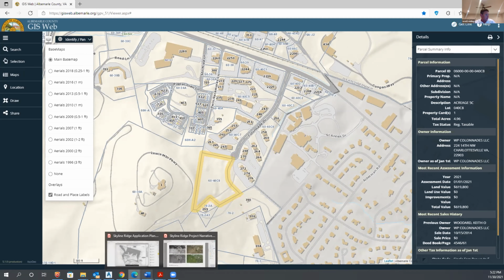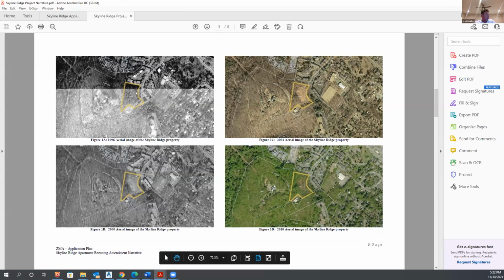In 1996, you can see it hadn't started yet. And then by 2000, you can see that between 1996 and 2000, when they started around 1997, they cleared the site. They went ahead and graded it, put in erosion and sediment control measures along the site, and started running utilities to the site. They started installing sanitary sewer and storm pipes.